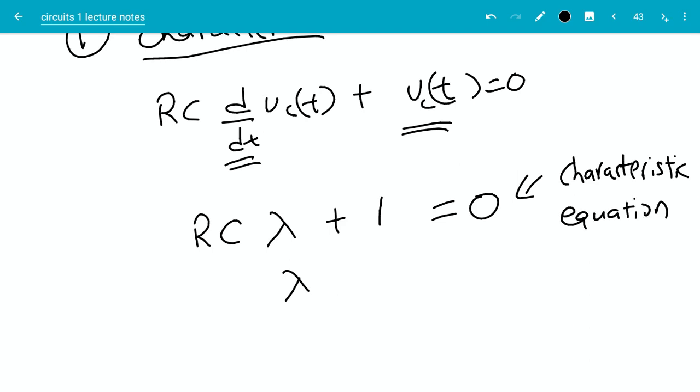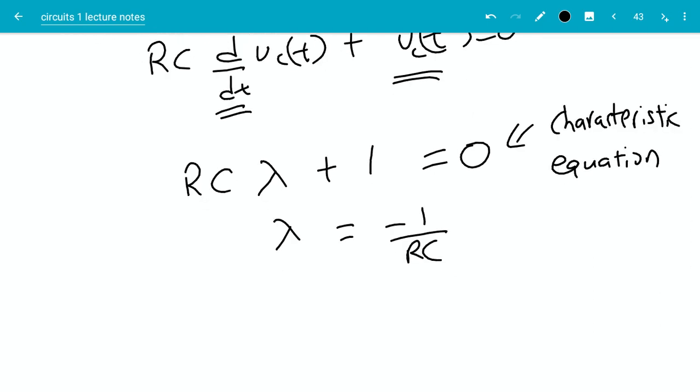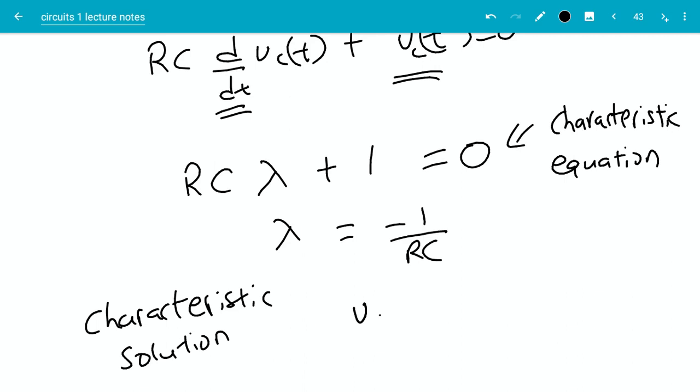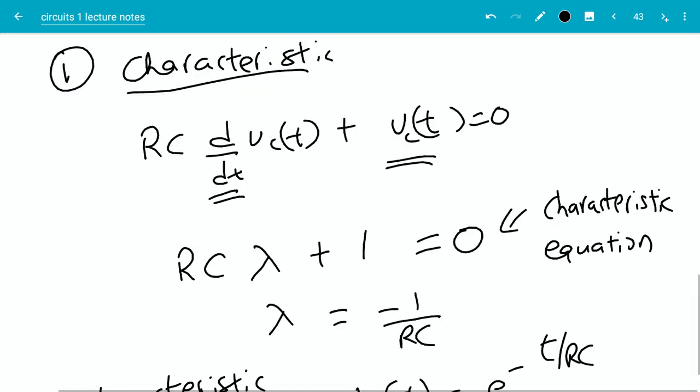Okay, so this means lambda is equal to -1 over RC. So if this is the root, then the characteristic solution would be Vc of t equal to e to the minus t over RC. Okay, and I'm just telling you this is how you do it.